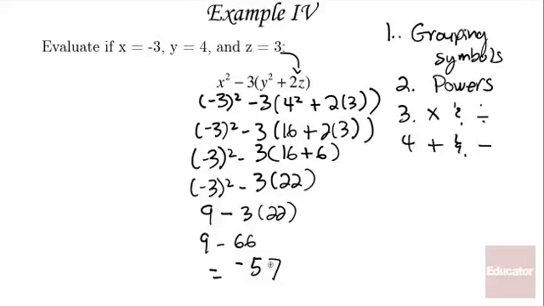Again, the first thing I had to do here was substitute in the values for the variables. Then I had to eliminate my parentheses, evaluate a power, multiply, subtract to get negative 57. So today we covered order of operations, which is fundamental to all math, including algebra, and it's something you're going to use throughout the course.